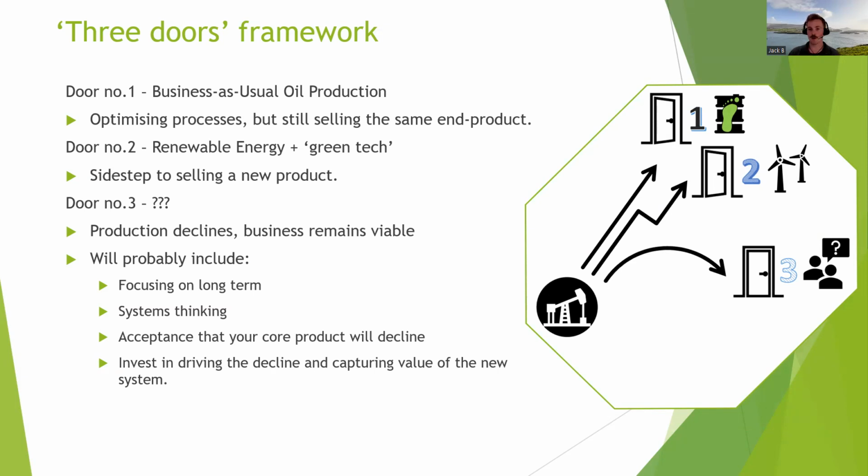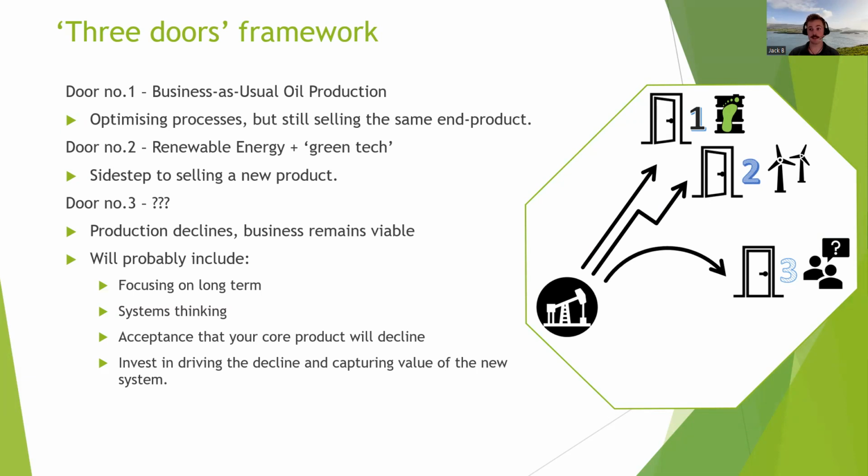So door number 1, business as usual oil production. It's continuing to optimize what we're doing, but at the end still selling the same product. So this includes things like reducing production emissions, flaring, trying to do production electrification, reducing the scope 1 and 2, addressing those types of things, focusing on cheap oil, all door 1 business as usual.